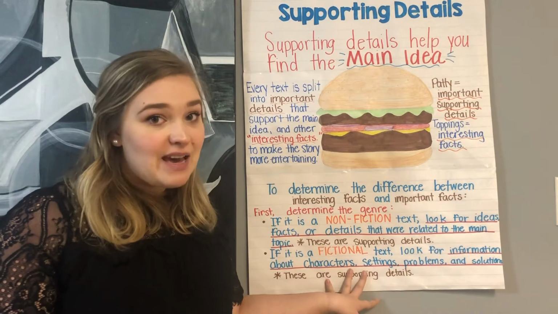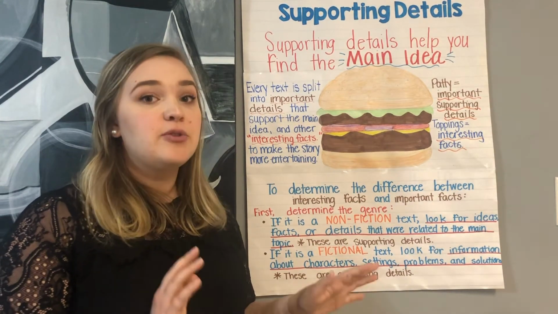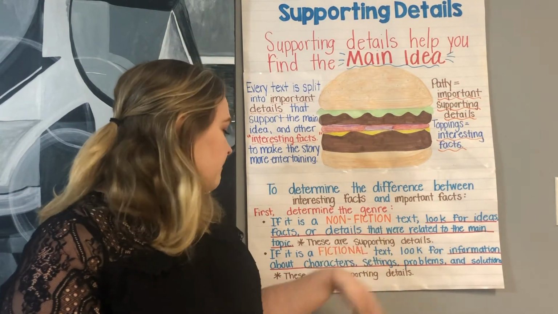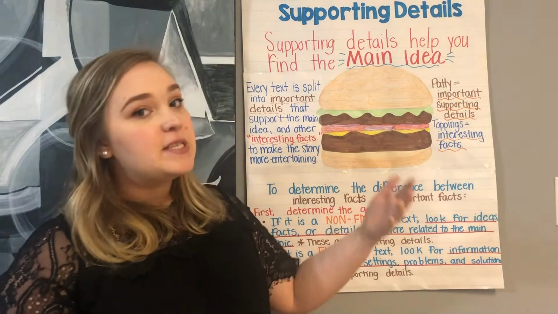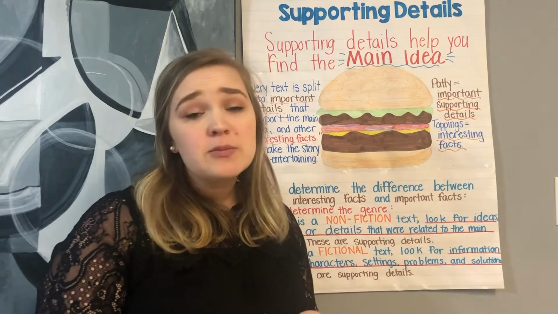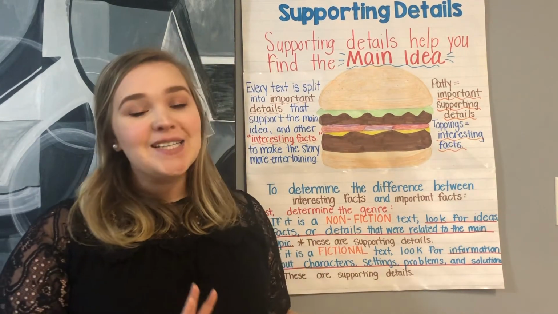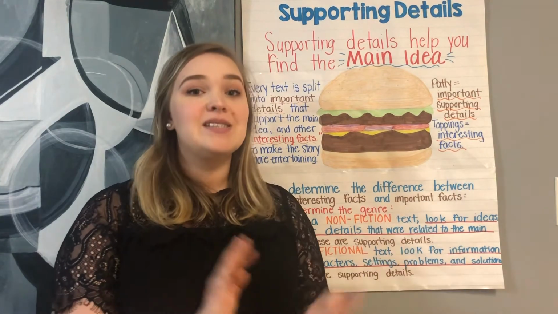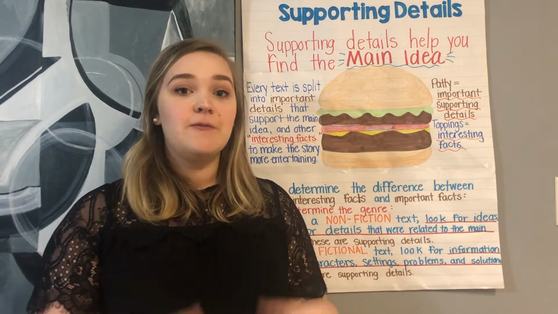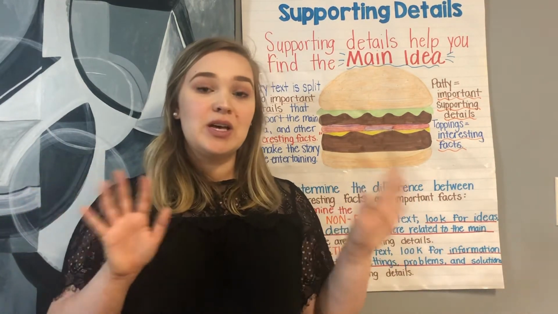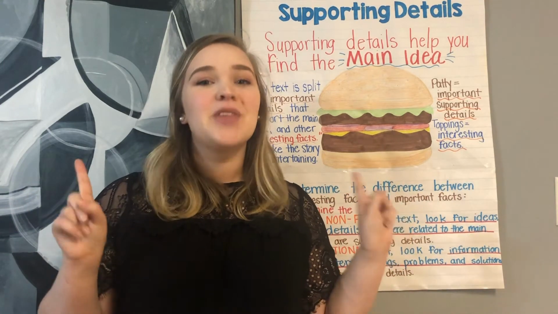In a fictional text, it can be a little bit trickier to figure out those supporting details. So in those texts, you want to look for information about the characters, about the setting, about what problems those characters are going through, and about the solution. So that's something that we can talk about in a different video, but today I want to focus specifically on nonfiction supporting details. And to do that, we are going to create a table and split up our two different facts into two different columns. And I'm going to set that up and then be right back.